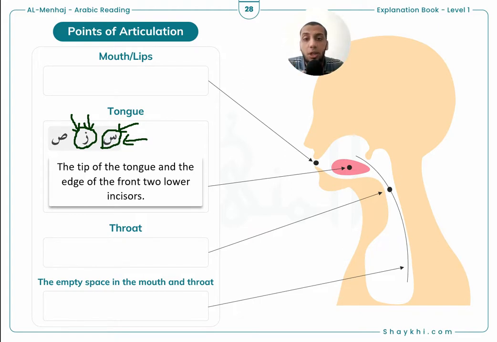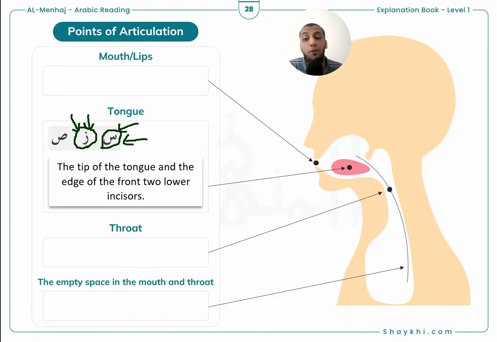So the difference between these two letters is just the vibration of the vocal cords. When we pronounce the letter Zay and we vibrate our vocal cords, this letter is called a voiced letter. But when we pronounce letter Sin and there is no vibration of the vocal cords, this letter is called voiceless. Voiceless means that there is no vibration of the vocal cords, but voiced means there is a vibration of the vocal cords.